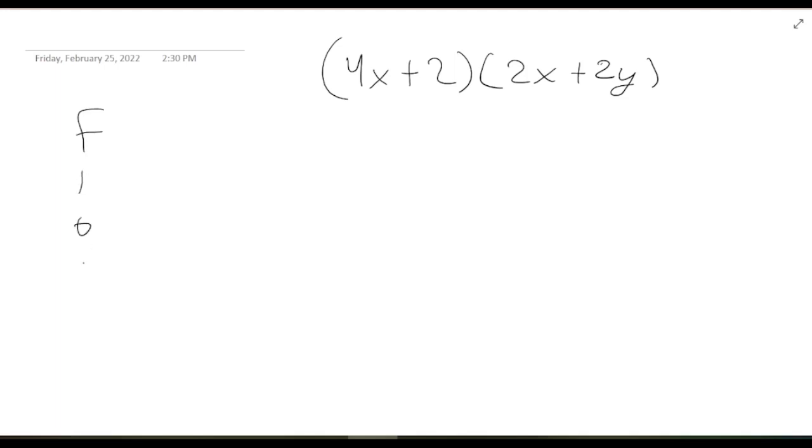So let's do one more problem. Let's make this a bit of a challenge, right? So let's think about doing 4x plus 2 times 2x plus 2y. Okay, so now we have an additional y, but our steps are still going to be the same. So let's just see what happens when we multiply out this binomial. So first, outer, inner, last.